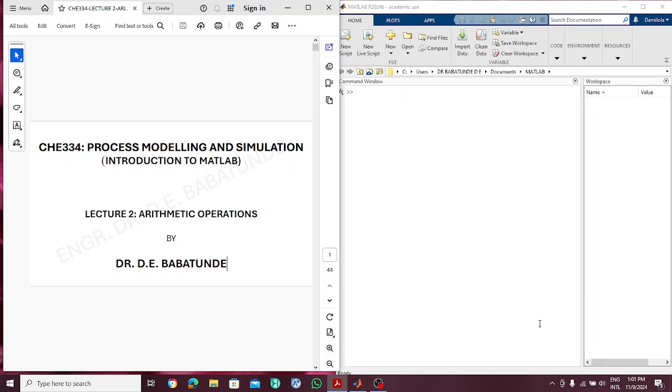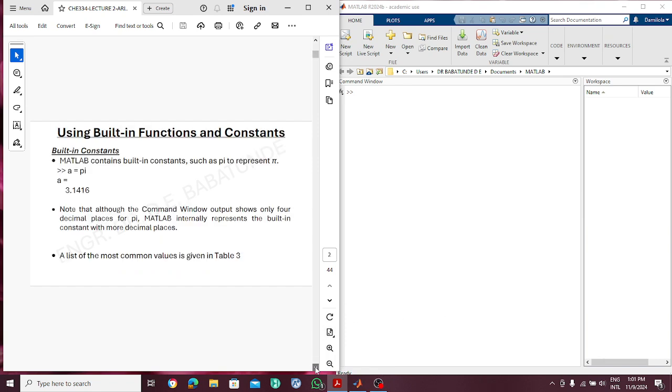In this lecture we'll be looking at arithmetic operations. In MATLAB there are built-in constants that we can find handy and carry out our computation. For example, we have what we call pi that we know to be 3.142 in MATLAB. To access pi, which is 3.142 generally, we use pi. When we type pi, we are able to access that constant.